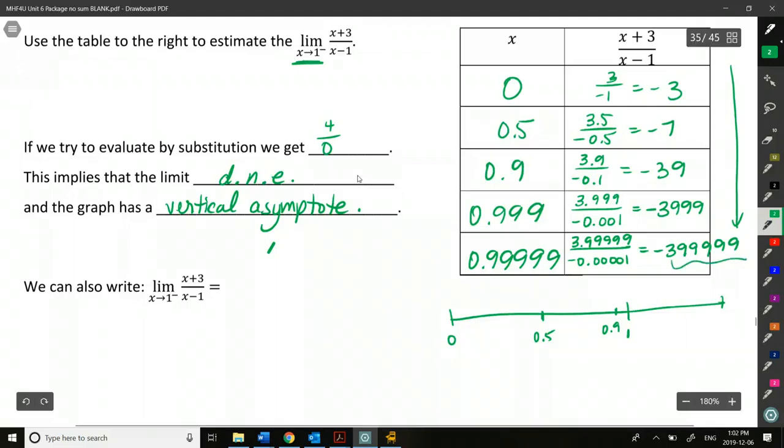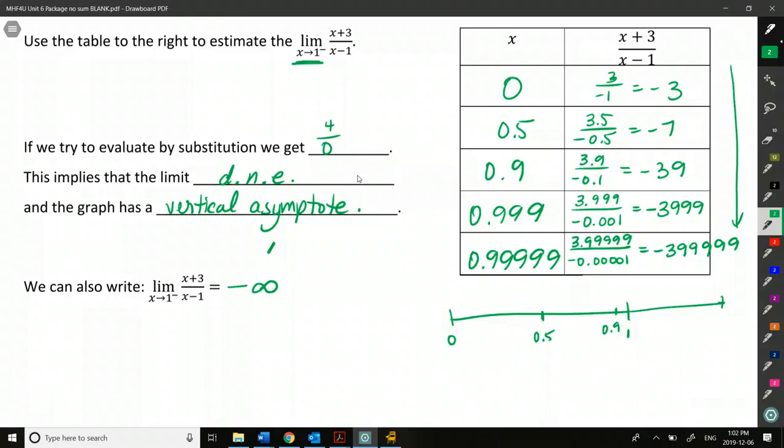This is negative 309. Negative infinity, yes, because this is just going to keep getting bigger and bigger and bigger. So we would say that the limit as x approaches 1 from the left approaches negative infinity.